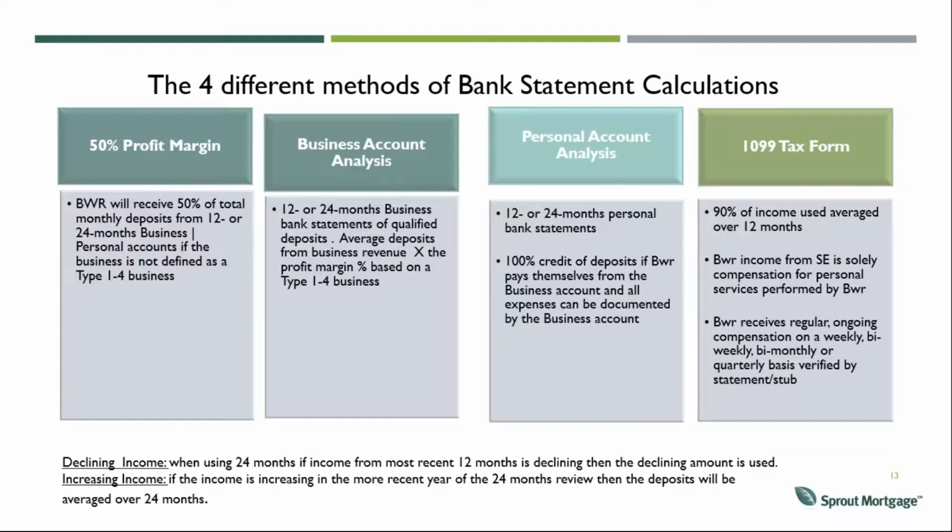If we're using the 2-year option, that 90% of the reported income will be averaged over the most recent 2 years. It's important to pay close attention to income trends when we're using these methods because Sprout is going to take the most conservative approach. So if using the 24-month option and the income is declining, the most recent 12 months is going to be used. If the income is increasing, the average 24-month period will be used.